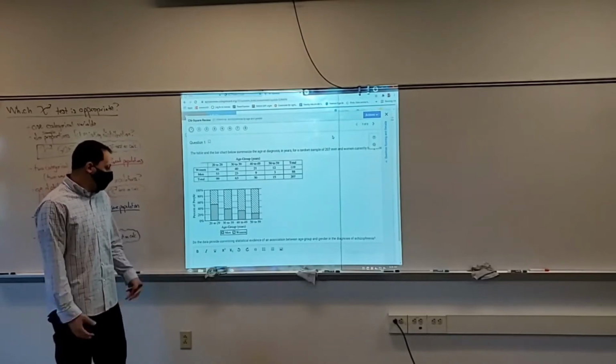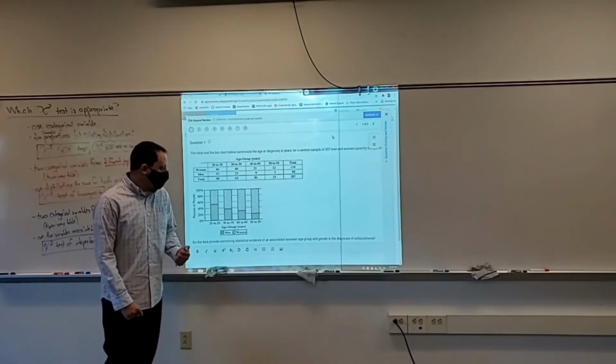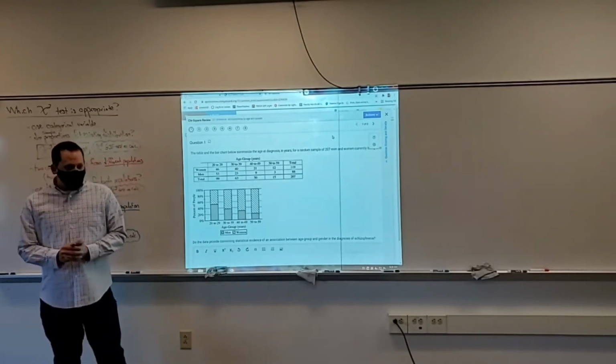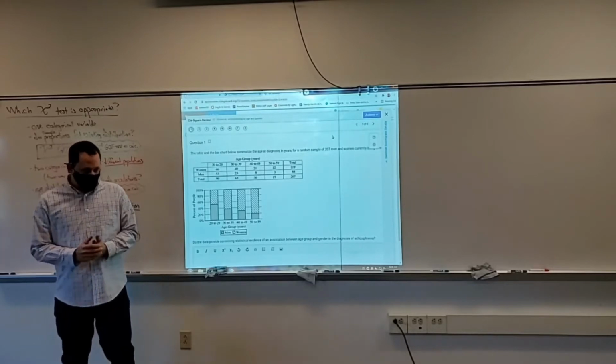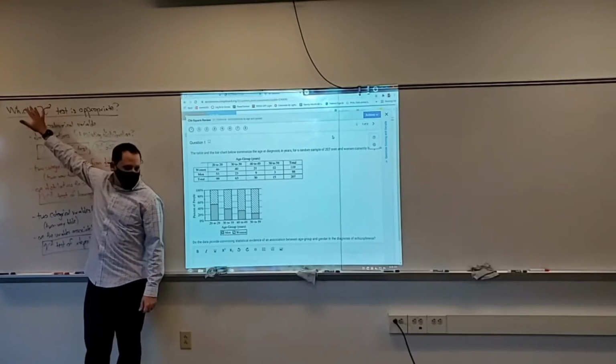Do the data provide convincing statistical evidence of an association between age group and gender in the diagnosis of schizophrenia? It's kind of given the game away a little bit. This is going to be a chi-squared test. If you didn't know that, how could you figure that out from this?